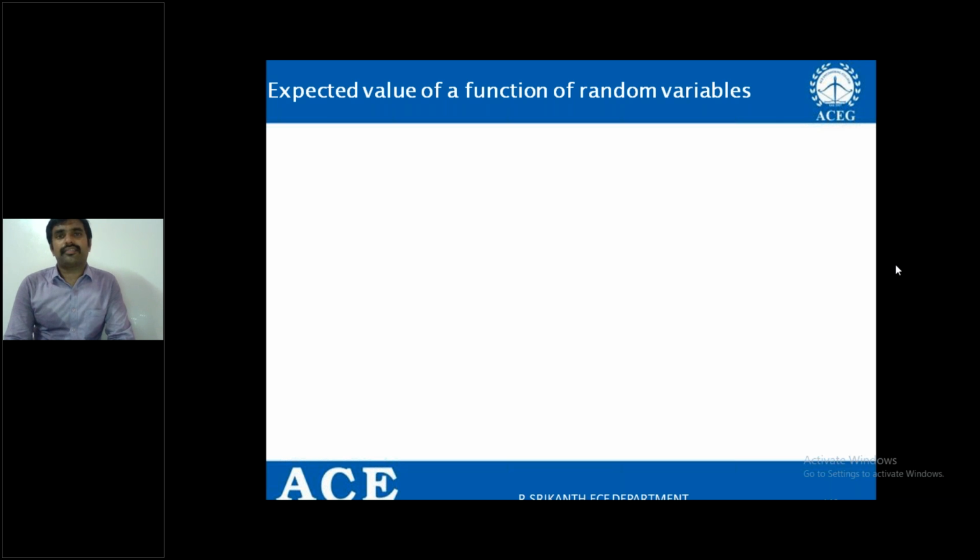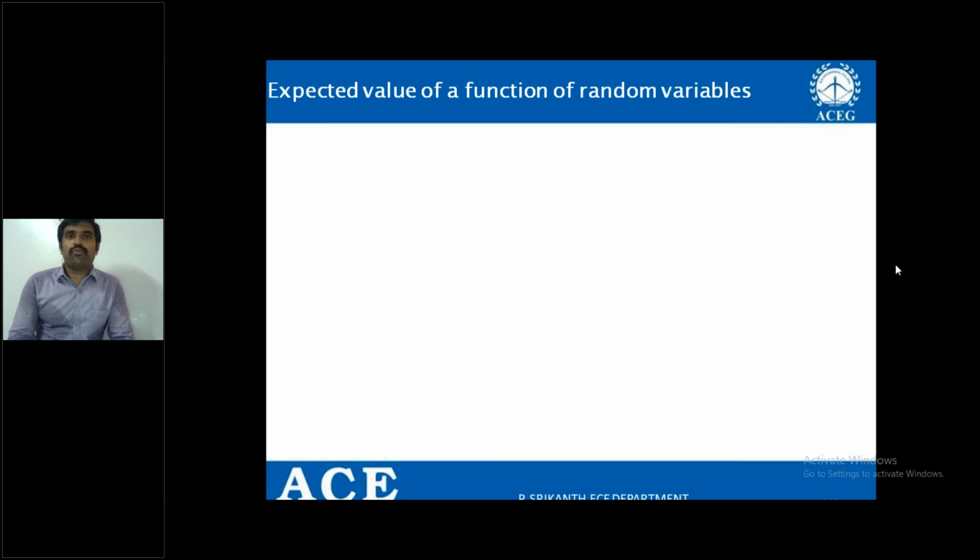In the last class, I said that the operation that we can apply on a function of random variables is expectation. So we have seen what the expectation of a function of random variables is. If I take a function of random variables g of x comma y, we have seen the definition for e of g of x comma y, the expectation of g of x comma y.